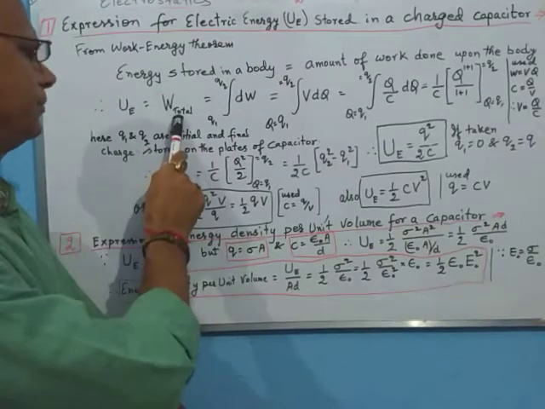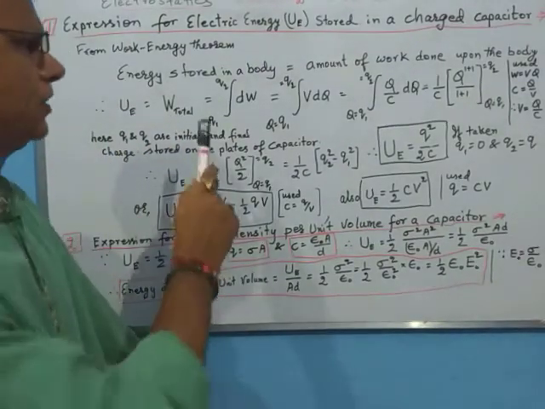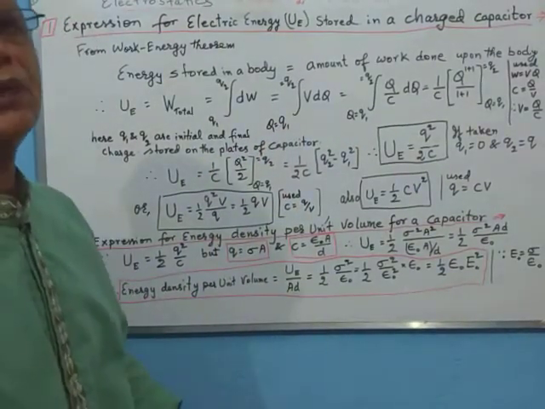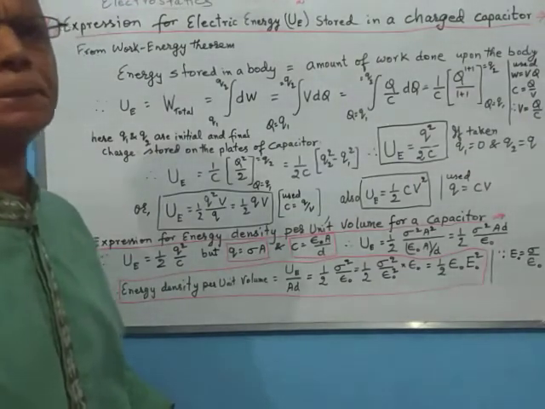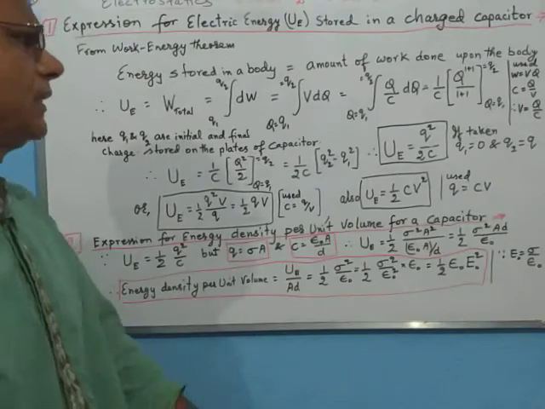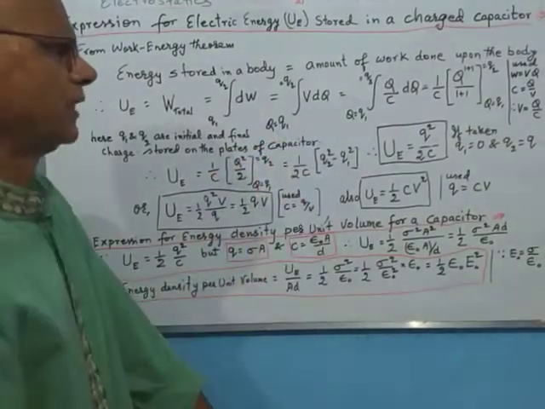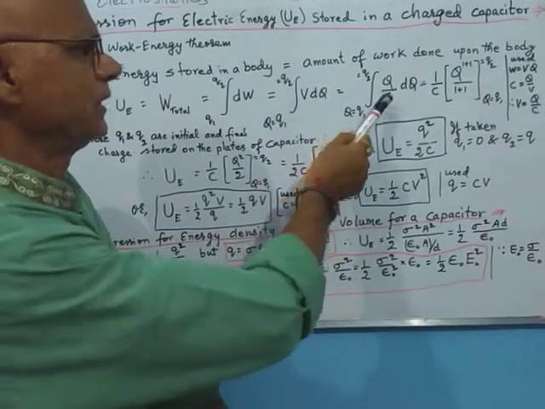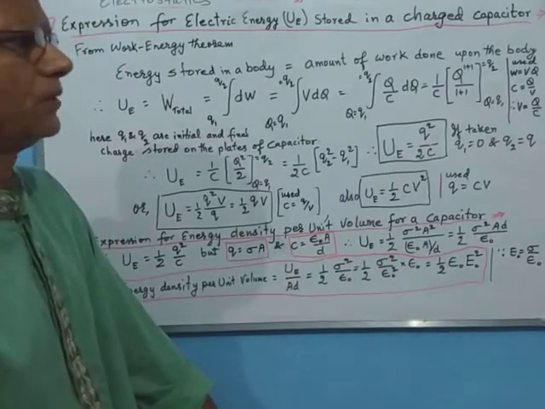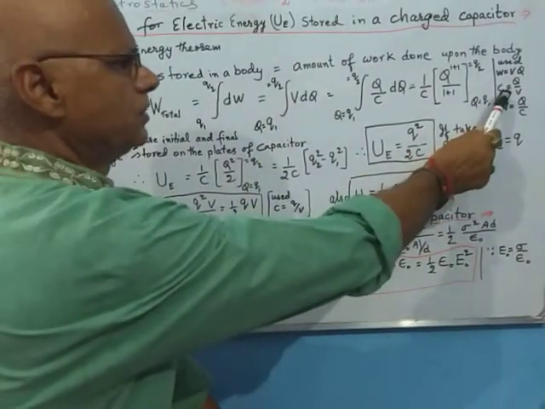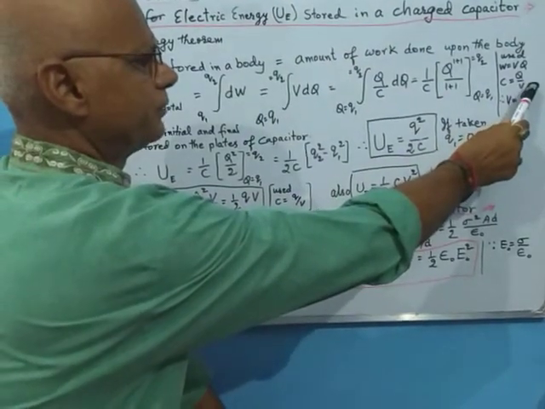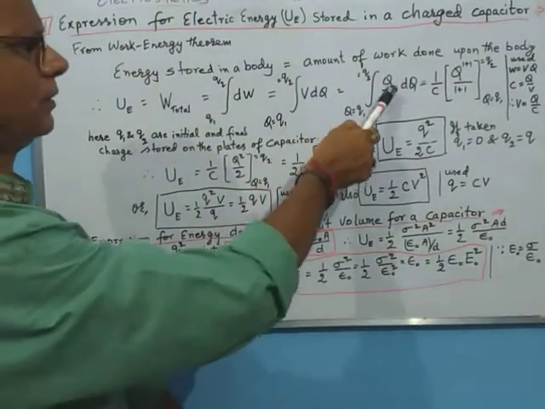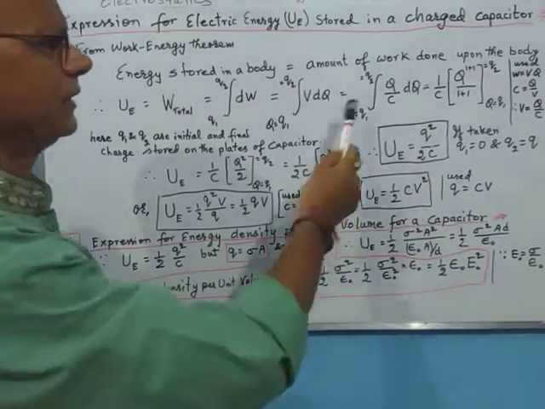That amount of work done will be the electrical energy stored, and we know dW is equal to V dQ, because we have already learned that potential is work done per unit charge. So work done is equal to potential into charge moved. When we put the value of V in terms of Q and C, because C is equal to Q by V, we have V equal to Q by C. So we replace V with Q by C, and then we integrate it.